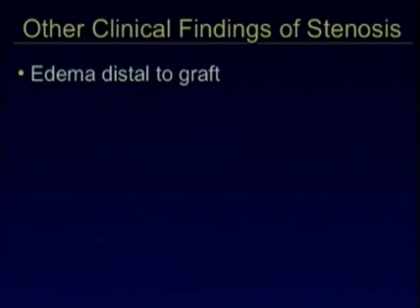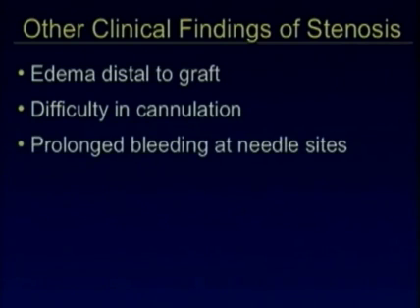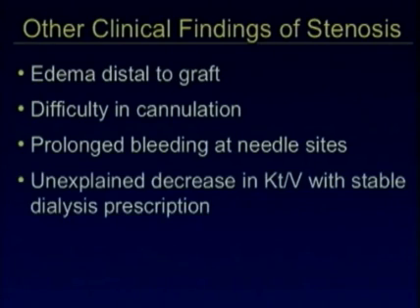So you can have edema distal to the graft. You could have difficulty in cannulation. Another clinical finding of stenosis is prolonged bleeding at the needle sites or pulling clots out of the graft or fistula. And finally, an unexplained decrease in Kt/V with a stable dialysis prescription. And that is something that the clinician may have some idea that there is a stenosis. Now, if the clinician is pretty convinced that there's a stenosis, they really shouldn't be sending the patient to ultrasound. They should be sending the patient to angioplasty because that stenosis can then be treated with angioplasty.